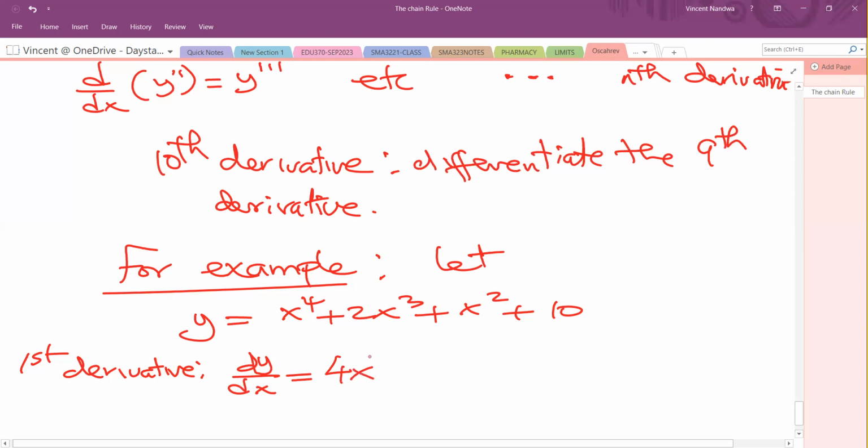Four x power 3 plus, how are you getting 2x power 2? Okay, so if someone gives you this, if y is given by a x power n, what is dy dx?